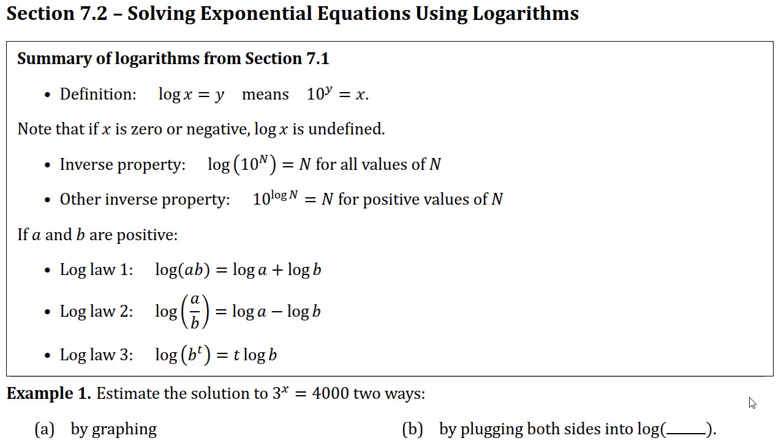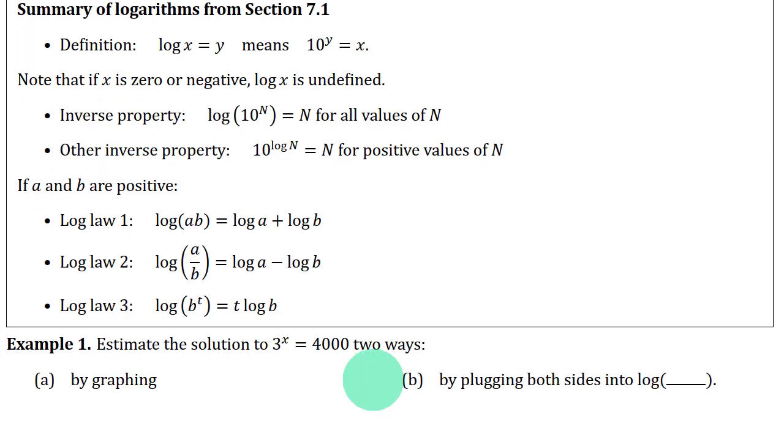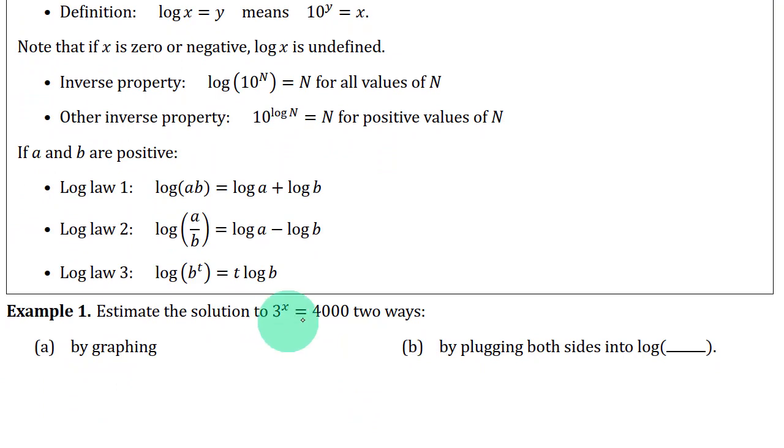So let's look at example 1. Let's start right off here. To estimate the solution of 3 to the power x equals 4,000 two ways. We're going to do this the way you can solve any equation, get a solution of any old equation, by graphing first. But then the main idea of the section is the fact that you can use a logarithm as an operation that you can do to both sides of an equation. And we're going to see how that works in a moment.